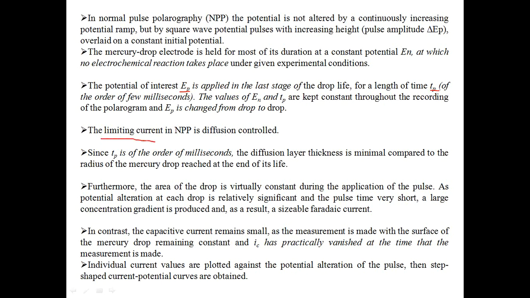The limiting current in normal pulse polarography is totally controlled by the diffusion of the electroactive species, which diffuses from the bulk of the solution to the electrode surface, where it undergoes reduction and generates the current. So due to diffusion, the current is generated. That is the diffusion current. So it is a diffusion current controlled limiting current, right? So these are the other details of this polarography. The major thing is that the capacitive current, that is IC, is practically almost negligible in this experiment. So that reduces the noise level in the experiment.